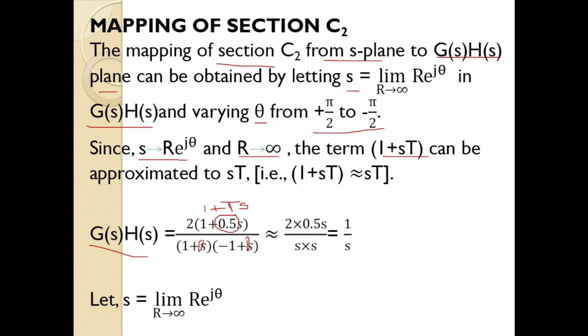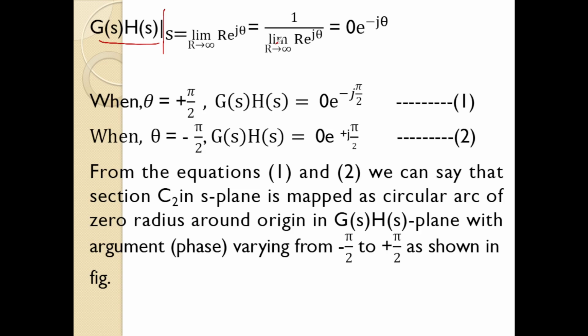Limit r tends to infinity, r e power j theta. So let us substitute this S in this. What is G of S, H of S? It is 1 by S. So instead of 1 by S, you just write limit r tends to infinity, r e power j theta, and now substitute this limit here, r tends to infinity. So instead of r, write infinity. 1 by infinity is nothing but 0. So 0 into e power minus j theta.